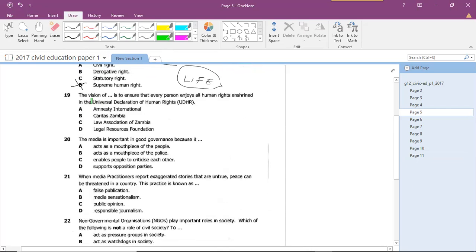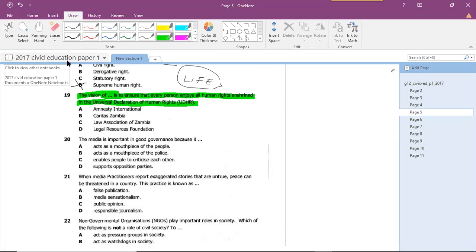Okay, so here we haven't done various NGOs, but I'll tell you the answer anyway. The vision of the dash is to ensure that every person enjoys all human rights enshrined in the Universal Declaration of Human Rights. I'm going to tell you point blank that if there's one organization that wants to fight for human rights, it's Amnesty International. Its main goal and objective is the respect for human rights. So our answer here becomes A.